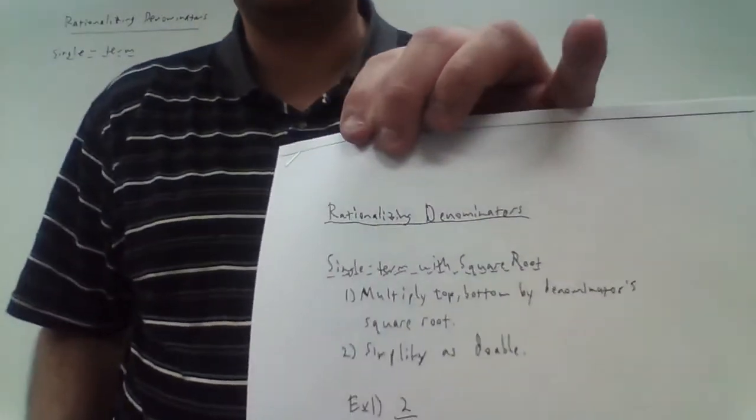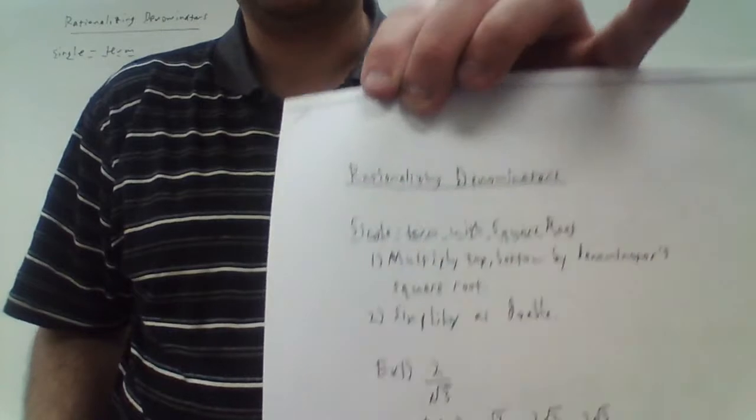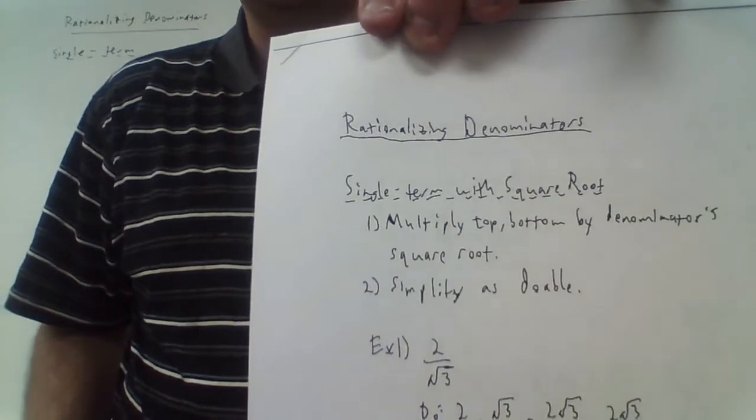Okay, we're going to talk about this. Rationalizing denominators. We're going to start with single term. So example 1, we have 2 over the square root of 3.